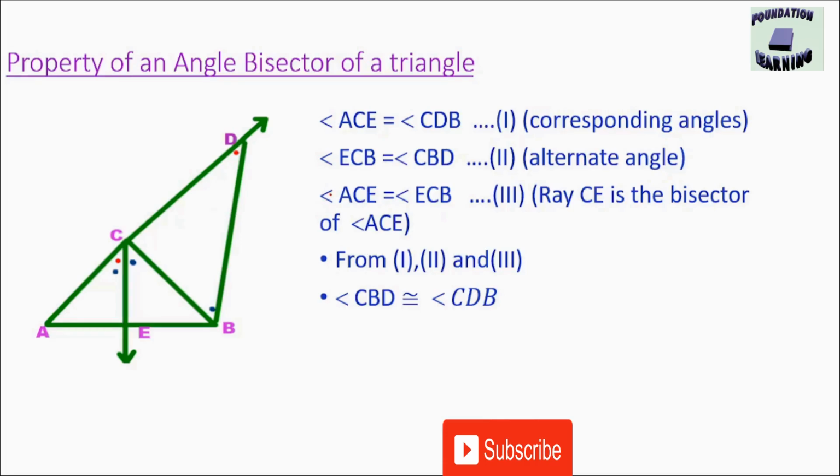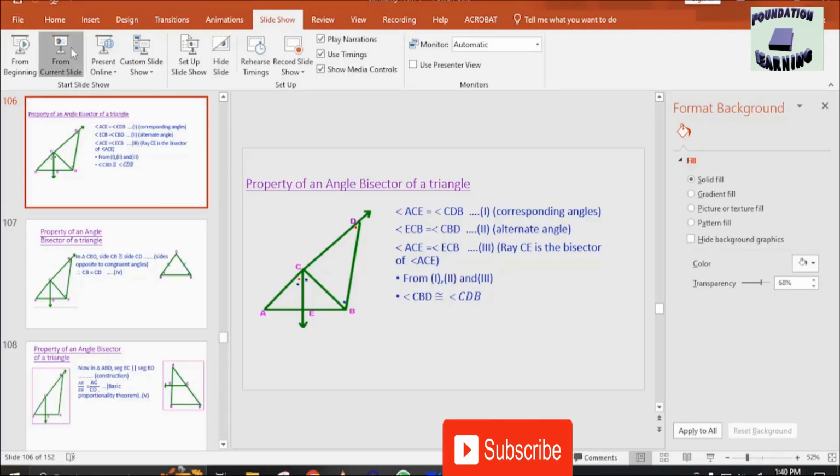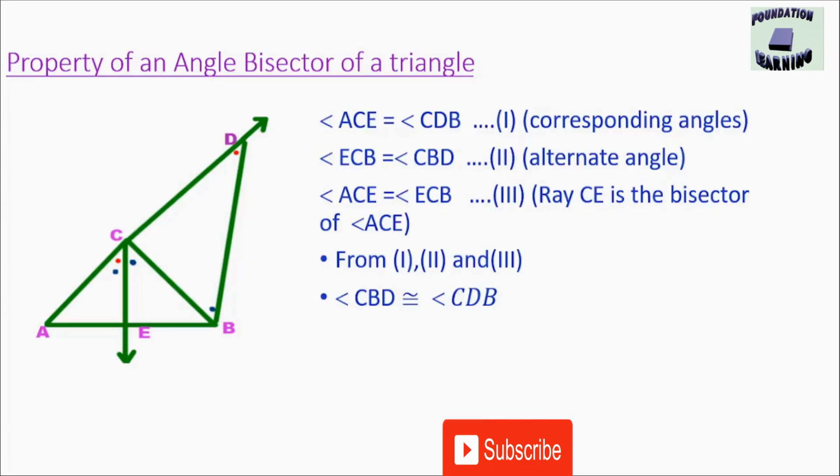Now let's see all of them together and draw a conclusion. The first one, we found that angle ACE is equal to angle CDB. Why are they equal? Because we found that they are corresponding angles, because we had taken AD as the transversal.